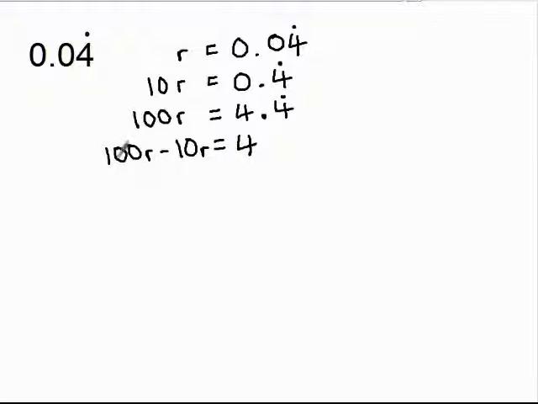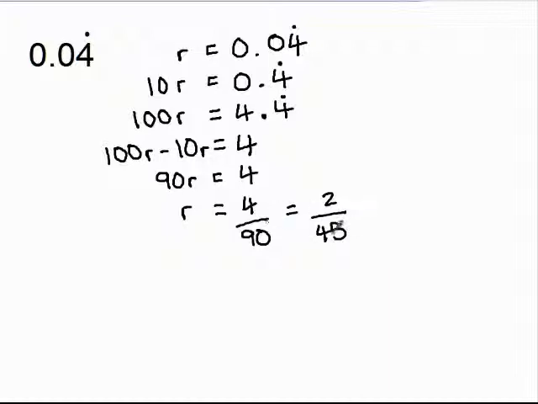So simplify our results. 100r take away 10r is 90r, which equals 4. And therefore if we divide by 90, we'll be left with our recurring decimal again, which leaves us with an answer of 4 over 90. This can be simplified to 2 over 45. In its simplest form, either answer is proof that 0.04 recurring can be written as a fraction.